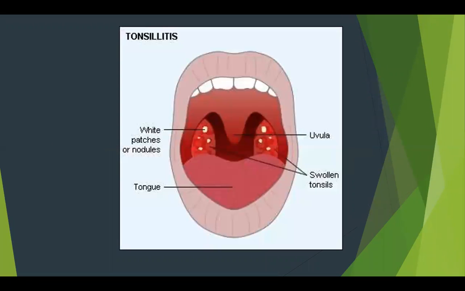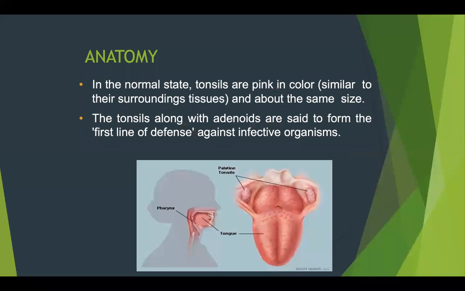You can see tonsillitis on the right side. There are inflamed tonsils, white patches or nodules, the tongue, the uvula, and swollen tonsils. You can see them over there. Now the anatomy of the tonsils: in the normal state, tonsils are pink in color and about the same size.